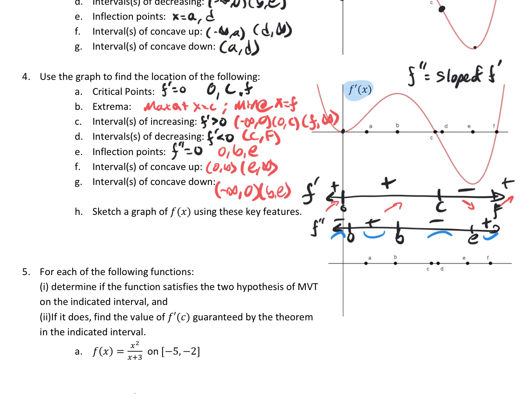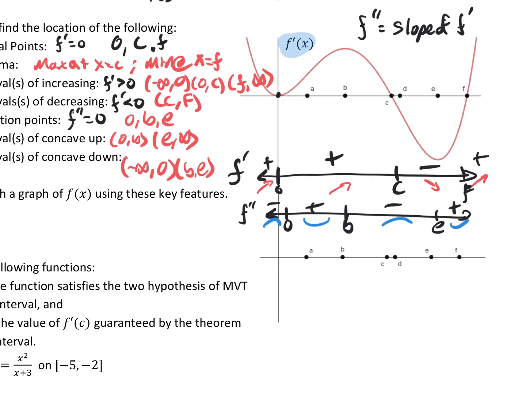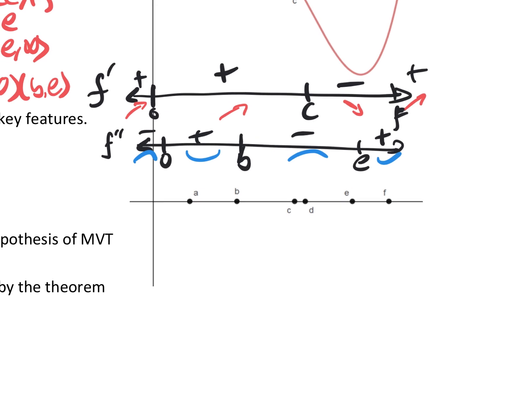Okay? And last but not least, we want to sketch a graph using these key features, okay? So it helps that we kind of line these two number lines up, okay? And then we can say this. To the left of 0, we're increasing concave down. So it's going up, but concave down.